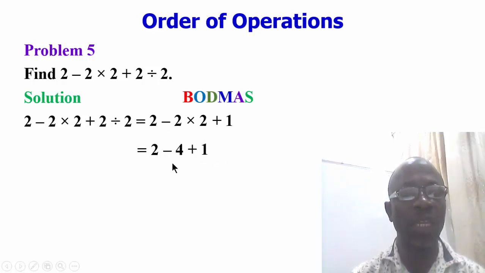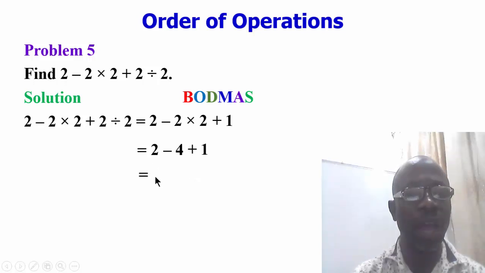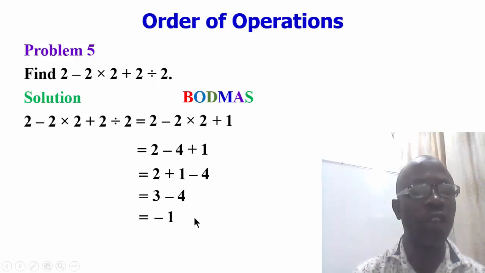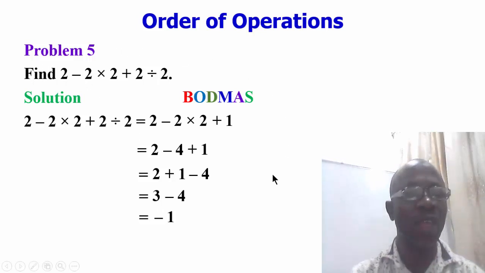Then we group again the addition. So we have 2 plus 1, then minus 4. 2 plus 1 gives 3, minus 4. Finally, we have our solution as negative 1 from the problem represented in problem 5. That is the end of solution to problem 5.